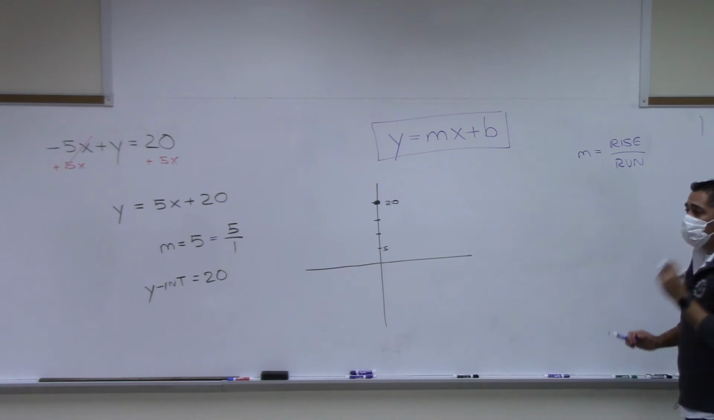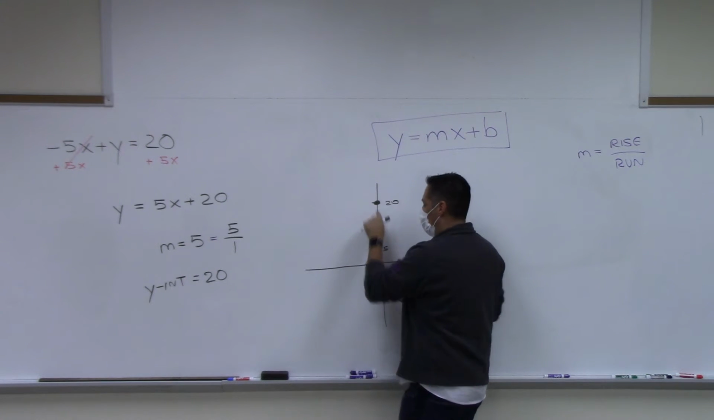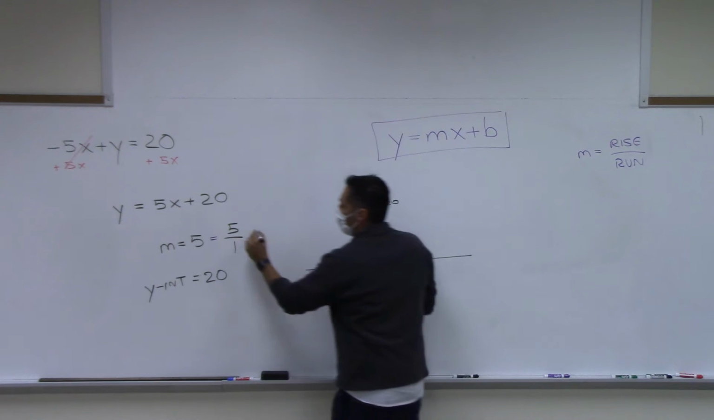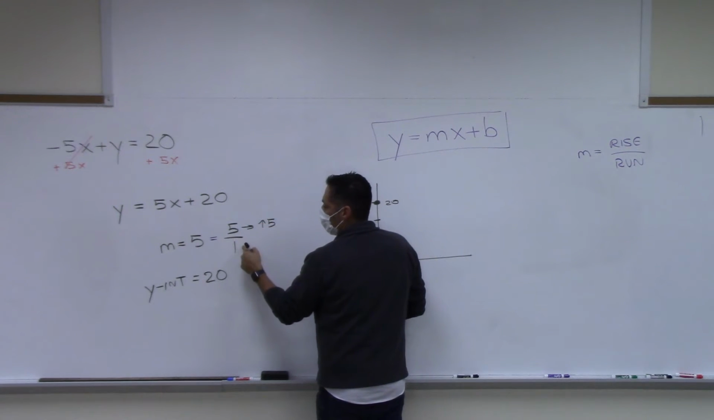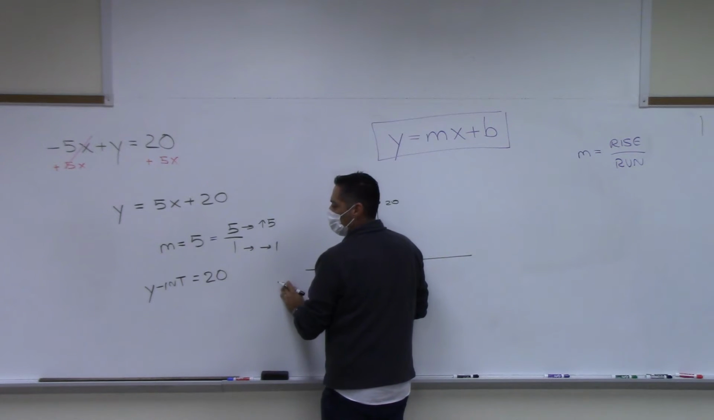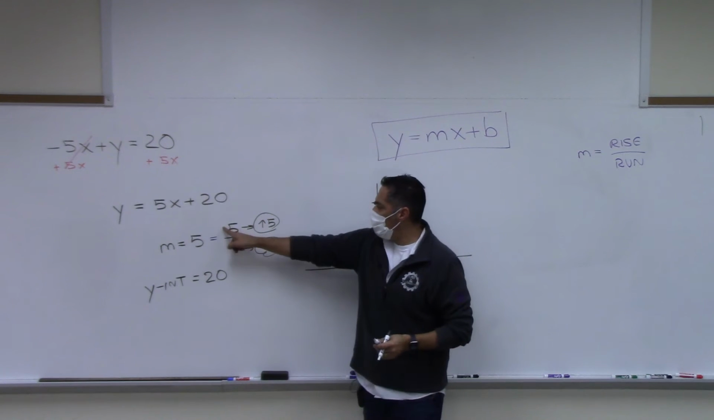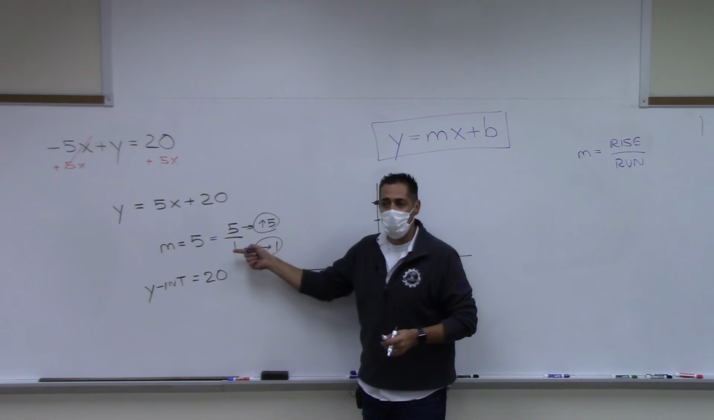And so this tells me that to get to a new point from this point, not from the origin, from this point to get to another point on the line, I need to rise up by 5. And this number down here, since it's a positive 1, means I go to the right 1. Okay? If this were a negative 5, I'd come down 5. If this was a negative 1, I'd go left 1.